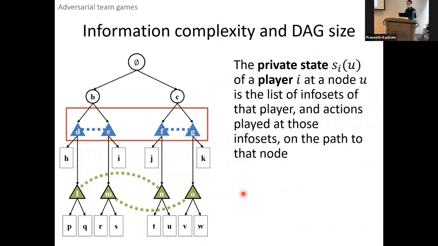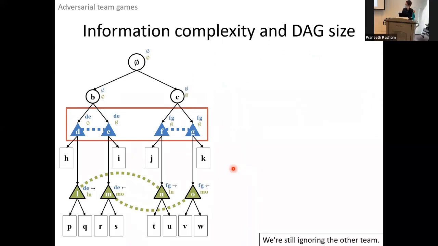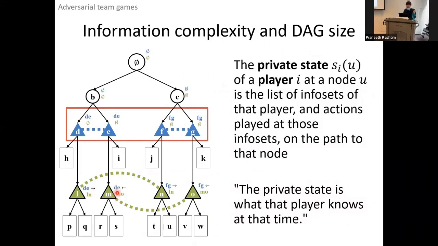How do we do this? A private state. A private state is the list of information sets and actions played by a player on a path to a node. A private state simply encodes the information that an individual player knows. So in this case, I'm just going to write down the private states of all players at all non-terminal nodes right here. Let's take an example. I'll take this node M right here. And at this node M, Blue's information is that Blue has reached information set DE, and at that information set has played left. Green's information is that Green has reached information set MO, and at that information set has done nothing, hasn't played an action yet.